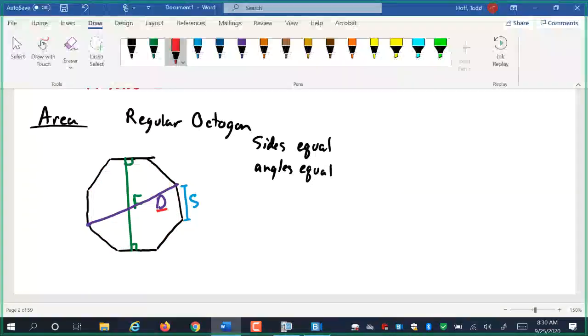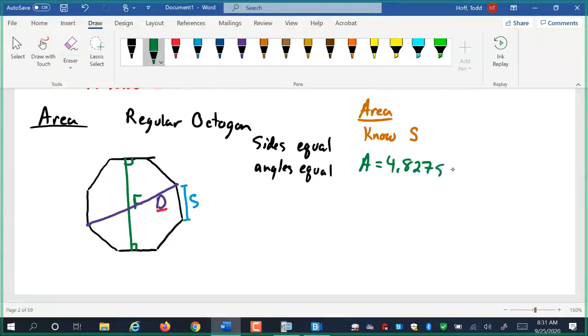What we want to start off with is finding the area from these dimensions. So let's find the area if we know the side, length S. So if we know length S, the area of that octagon is 4.8275 times S squared.